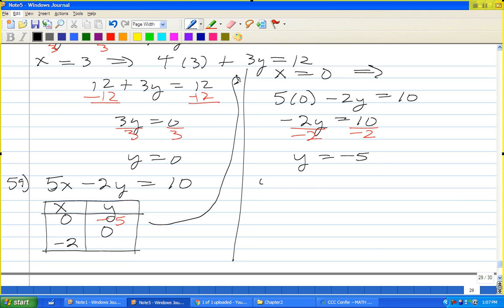Let's plug in, determine what x is when y is 0. And so I have 5x minus 2 times 0 equals 10. Well, 2 times 0 is 0. 5x minus 0 is 5x. Divide both sides of the equation by 5. So x is equal to 2.